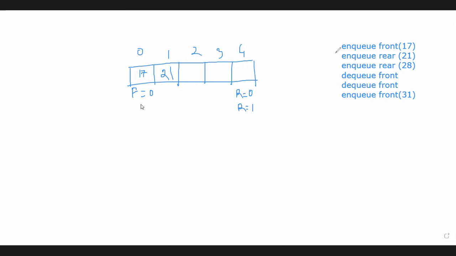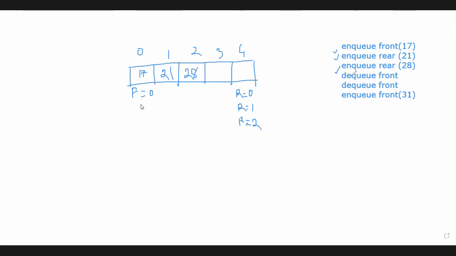And then the next operation is NQ rear 28. Again, the NQ operation at the rear end. So again, increase the value of R. So what is its new value? 2. And in this position, we can insert 28.